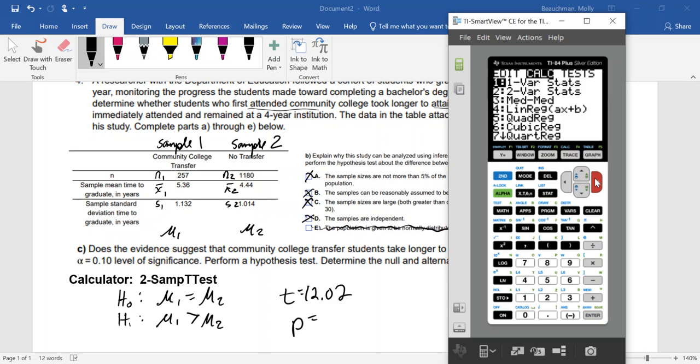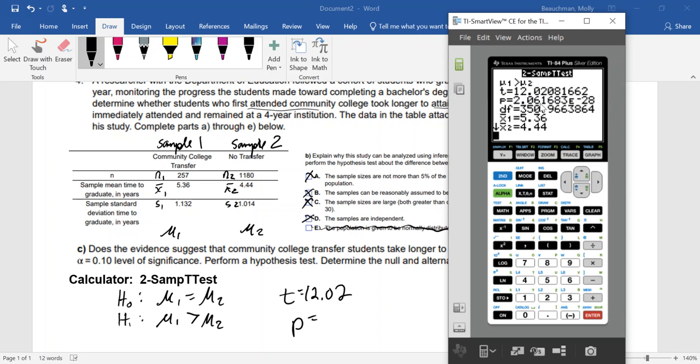Let's just double check and make sure I typed it in right. Two sample t-test, 5.36, 1.132, N1 is 257, 4.44, 1180. Yep, we typed it in right. So when you get numbers like that, it makes me wonder if I typed items in correctly.